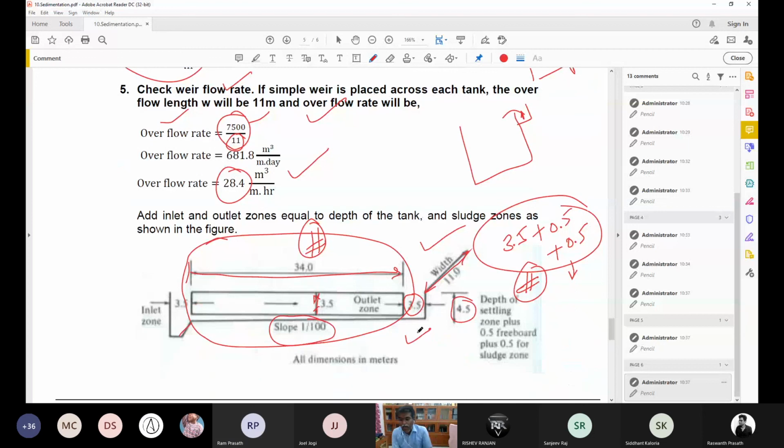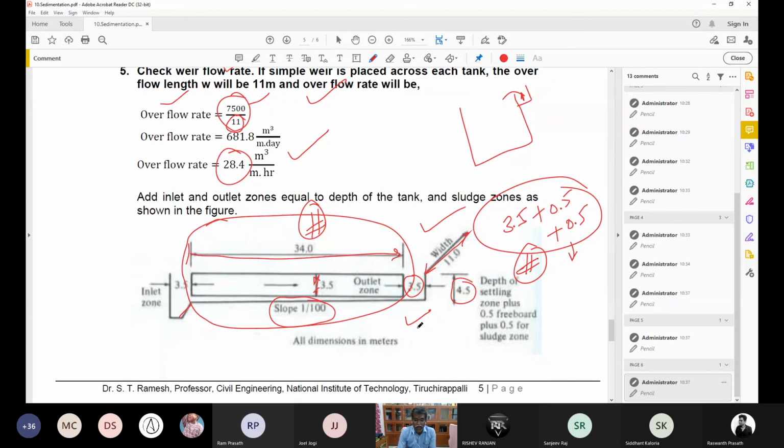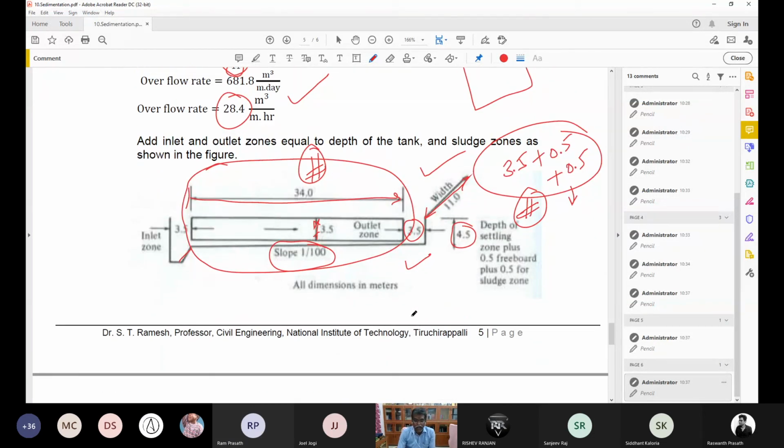Is it okay? So these are not very challenging, but at least you have a glance how to calculate from the UG point of view. Design is not a matter, but the only thing is about how to approach the problem to get a numerical solution is the issue. Is it okay? So with this, we'll come to an end of sedimentation tank. Is it fine?